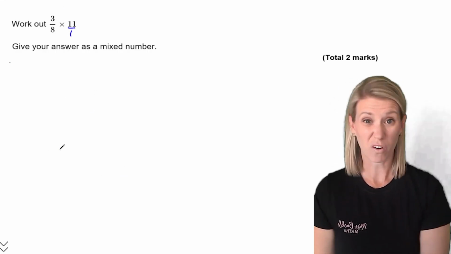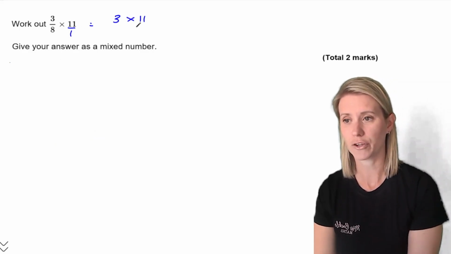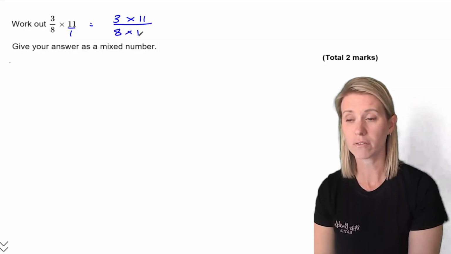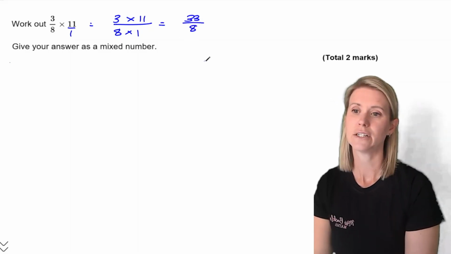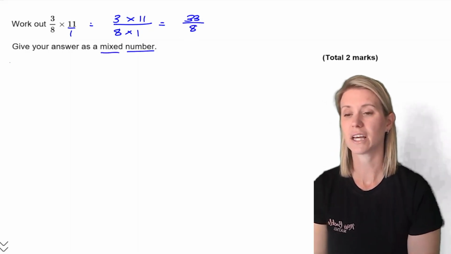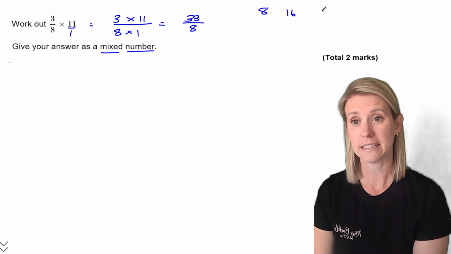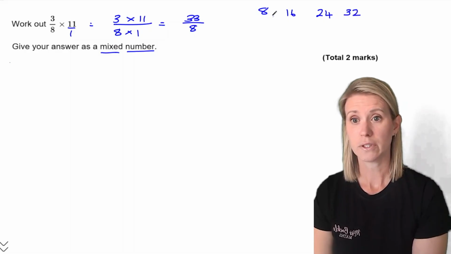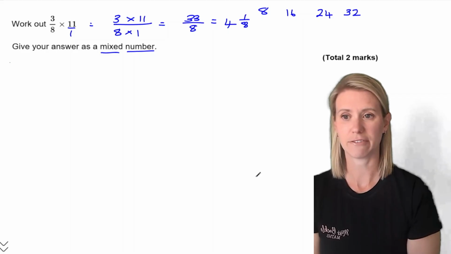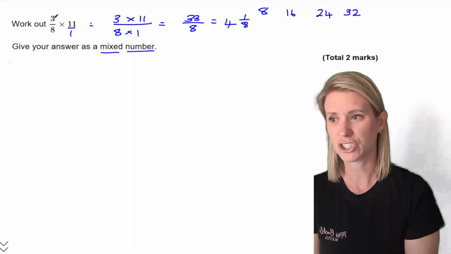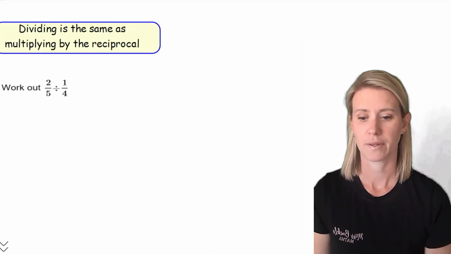as 11 over 1. That is the same as 11. So that shows you clearly that we're just doing 3 multiplied by 11 on the numerator and 8 multiplied by 1, so it just remains 8 on the denominator. So 33 over 8. Once again, it wants a mixed number. So how many 8s go into 33? 8 times table: 8, 16, 24, 32. So 4 8s go into 33, and there is 1/8 left over. So 4 and 1/8. It's just the numerator that ends up getting multiplied by the integer, and the denominator remains the same. So on to dividing.